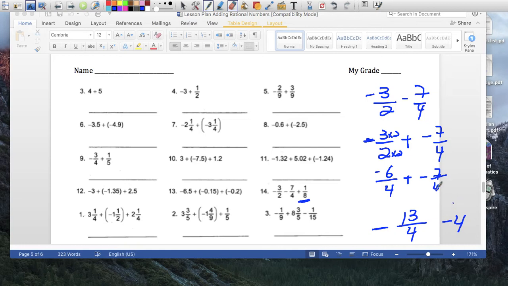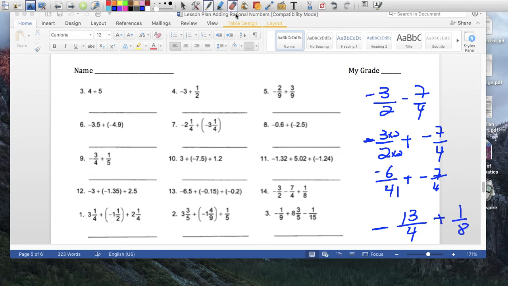Negative, 4 goes into 13 3 times, which is 12. 1 left over, negative 3 and 1/4. And I'm still not done because now I got to do the plus 1/8. So let me find some room here. Negative 3 and 1/4. Actually, my mistake, because I shouldn't even change the mixed number. I should have left it like this because I still have the second part. So negative 13 over 4, and we're going to add plus 1/8 over here.